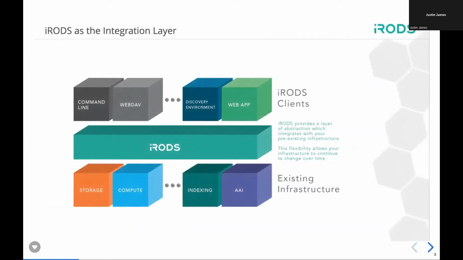First, we like to think of iRODS as an integration layer, so it can integrate your existing infrastructure with your iRODS clients. So for example, you may have storage nodes and compute nodes. You may have an indexing framework, things like that. And iRODS can connect all of those with the various iRODS clients. The command line being the iCommands. WebDAV is a possibility. Metalnx is a web app that we provide, and it's also open source. But a lot of clients also write their own web interfaces.